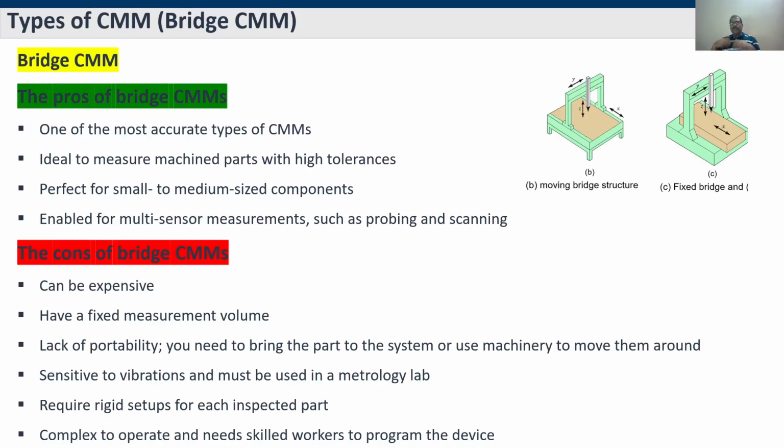Since four legs will be there, or you are keeping it down, vibration will affect the quality. So it is better to keep it in a metrology lab setup where a vibration-free environment is possible, and it requires rigid setups for each inspected part. You need to have a rigid setup, it is complex to operate and needs skilled workers to program the device. Yes, in the CMM lab also you might have seen that a small amount of programming is needed to handle the front end software, so you need programming.